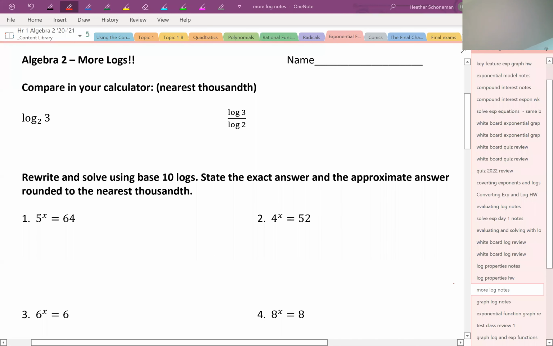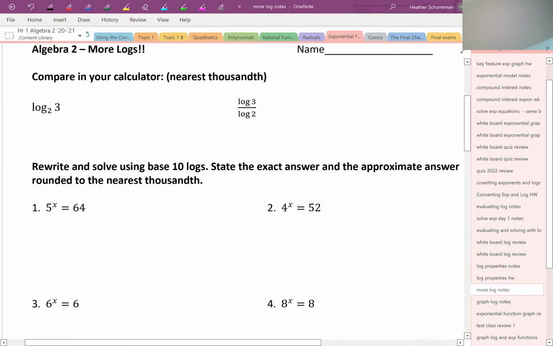All right, this next video is taking what we just learned about log properties and actually applying them and using them. But before I can show you how valuable it is, I need to show you one more thing. So we're real close, and you're going to need your calculator for a little bit.